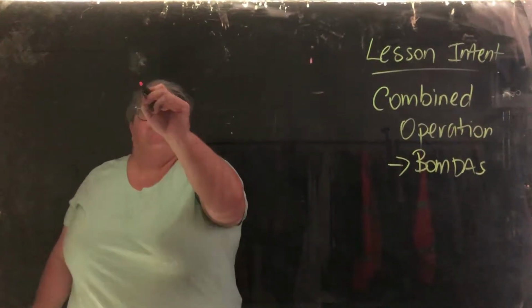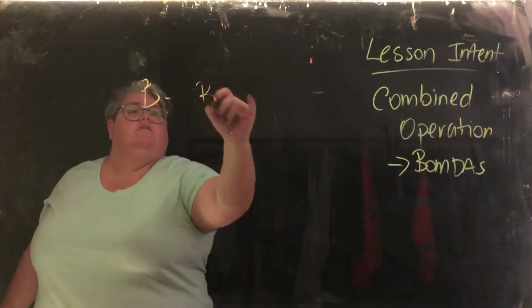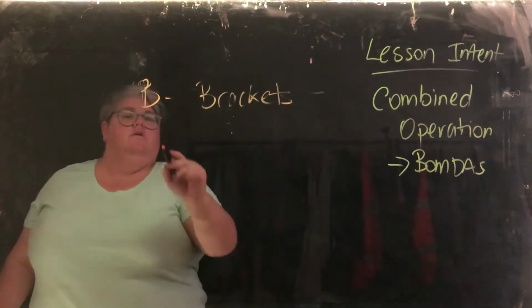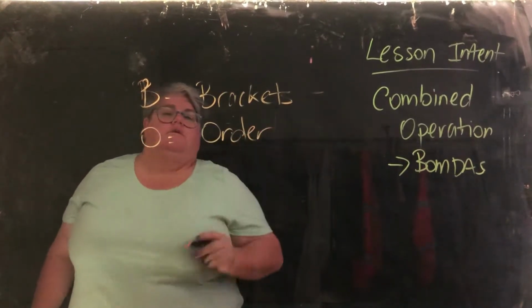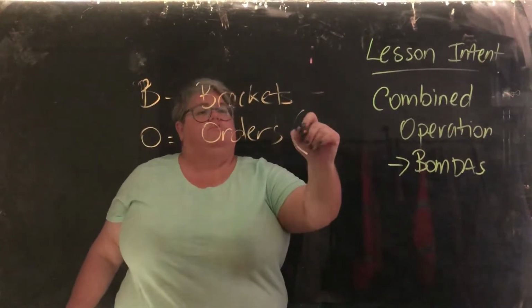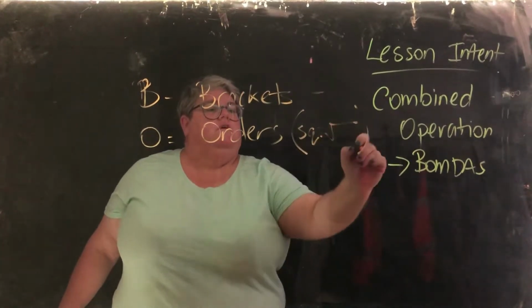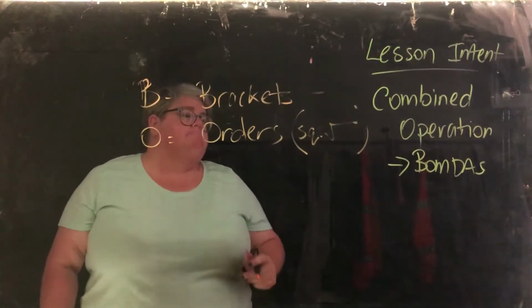So, BOMDAS. B means brackets. O is for our orders. So what do we mean by that? Do we have squares? Do we have to square root it?